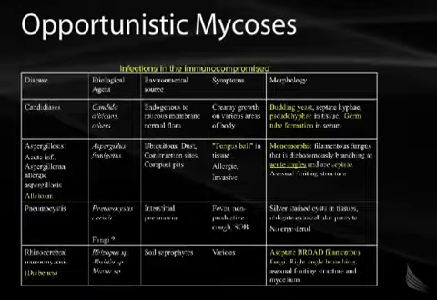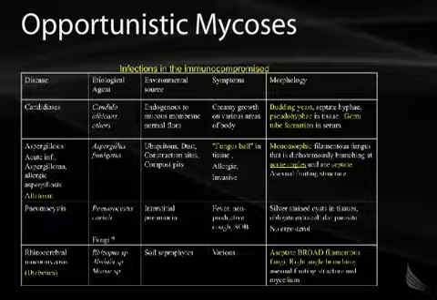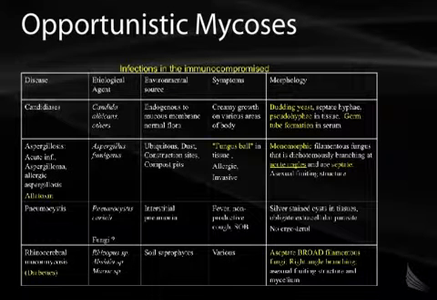This table is something you're going to want to commit to memory. It's an overview of the opportunistic mycoses, and these are infections found in the immunocompromised. These are good targets on USMLE Step 1 because they form distinctive diseases found in AIDS patients and other immunocompromised patients. You should be familiar with each agent, the disease it causes, where we get it from in the environment, its symptoms, and its morphology. Candidiasis is frequently talked about.